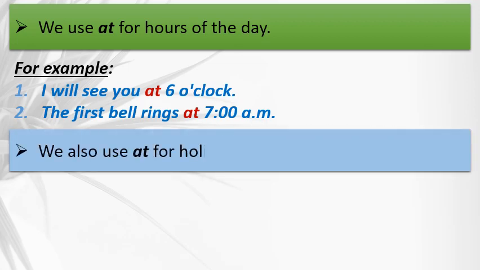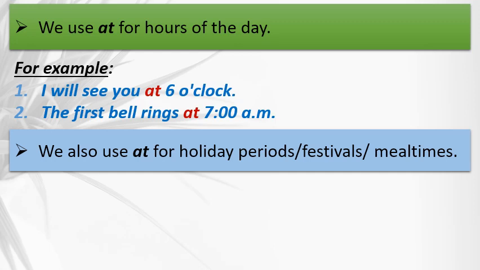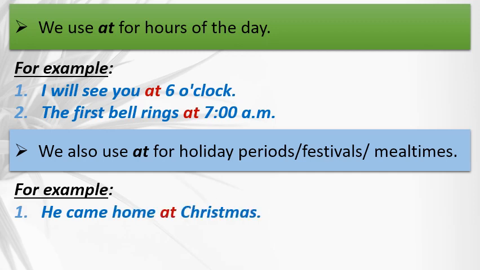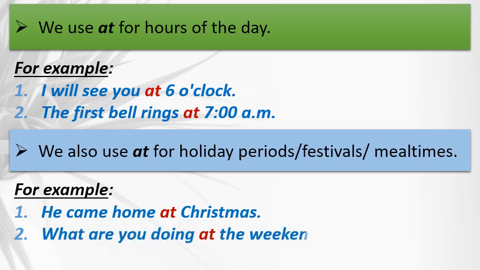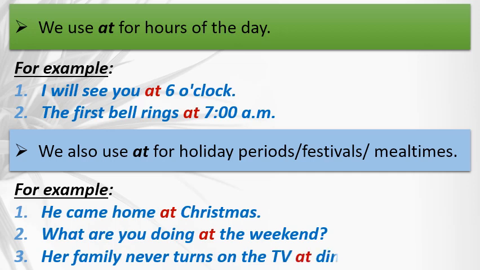We also use at for holiday periods, festivals or meal times. To clarify it, let's see some examples. Number 1, he came home at Christmas. So, as it is a festival. Number 2, what are you doing at the weekend? This is a holiday period. Number 3, her family never turns on the TV at dinner. So, dinner is what here? Meal time. So, it is used with holiday period, festival or meal time.